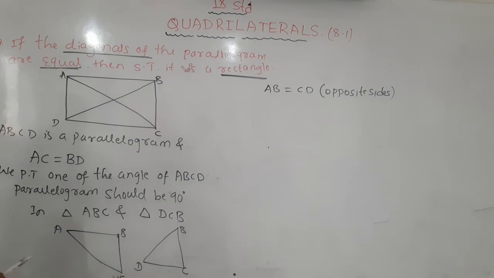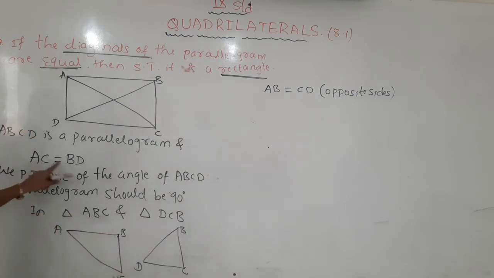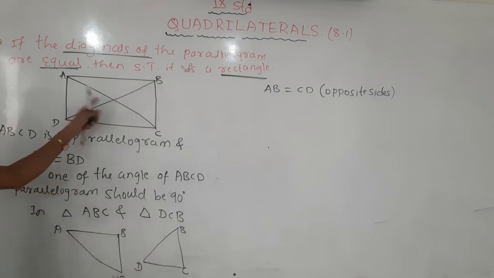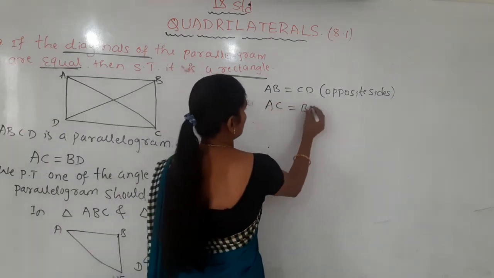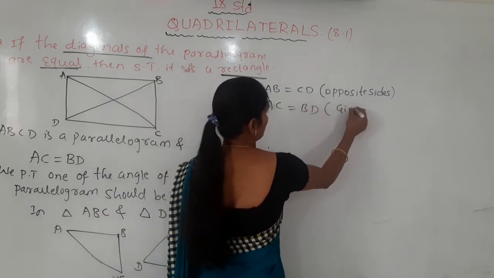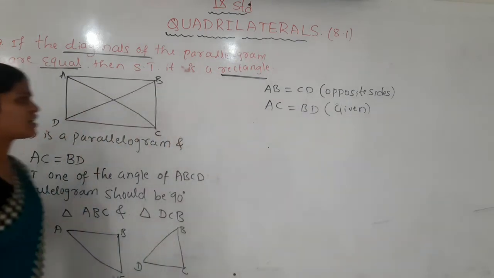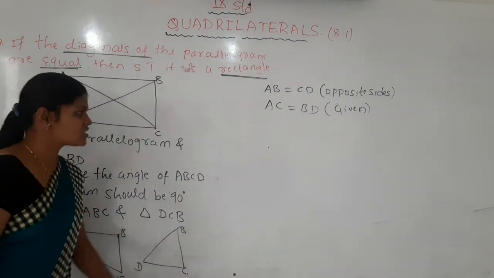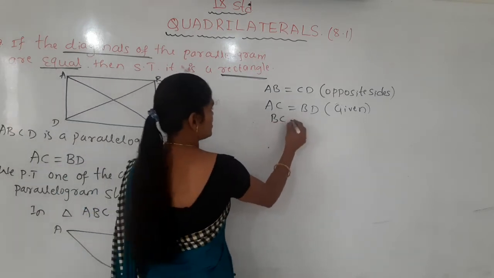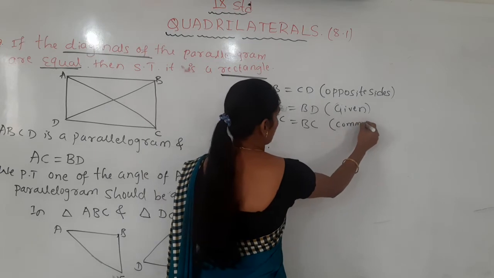And one more thing, he has given AC and BD are equal. Why? Because these two diagonals are equal here. AC is equal to what? BD. It is a given thing. Here the diagonals of this quadrilateral are equal. He has given. And BC is same as BC, because it is a common side.